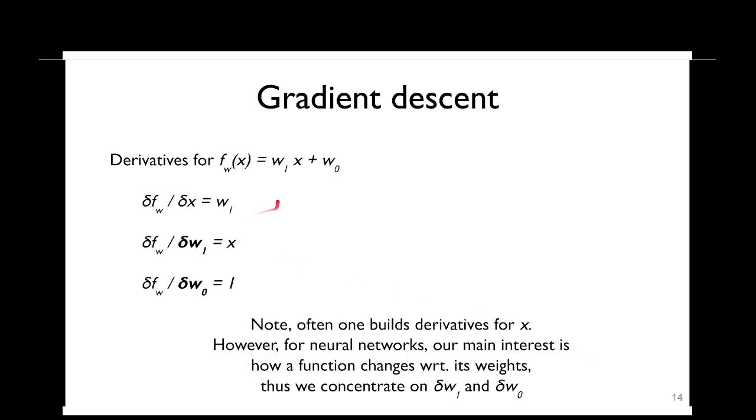So let's start very simple with our function f(x), which was the linear regression, equal to w1 times x plus w0. Now, if we build the derivative by delta x, which you can see over here, then it is w1. However, we're actually not really interested in how the function changes with respect to the input. What really interests us is how the function changes with respect to the weights. So let's therefore build the derivative by delta w1, and that is actually x. And if we build it by w0, that's the constant 1.